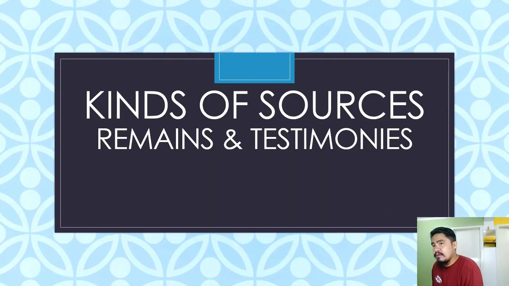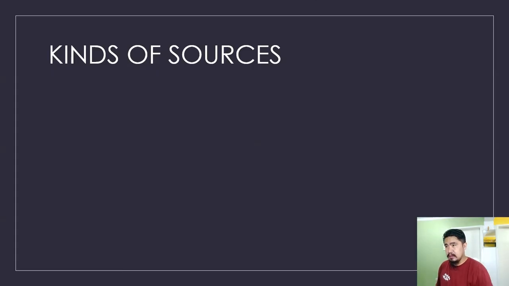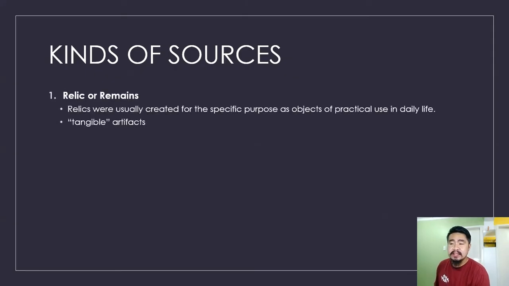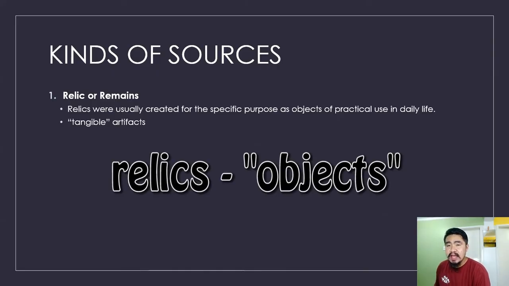Now, moving forward, we have the kinds of sources. So, there are two kinds wherein we have remains and testimonies. Now, unahin natin yung remains. So, remains could be classified as well or termed as relics. So, relics, tandaan natin guys, relics objects to, no? So, tangible objects, tangible artifacts.